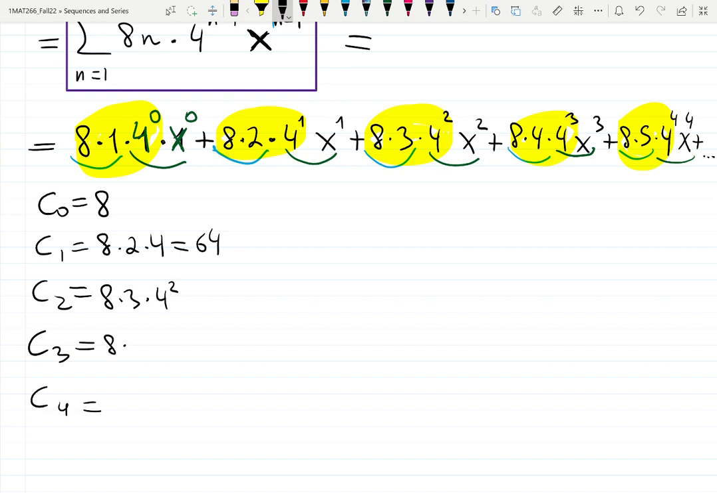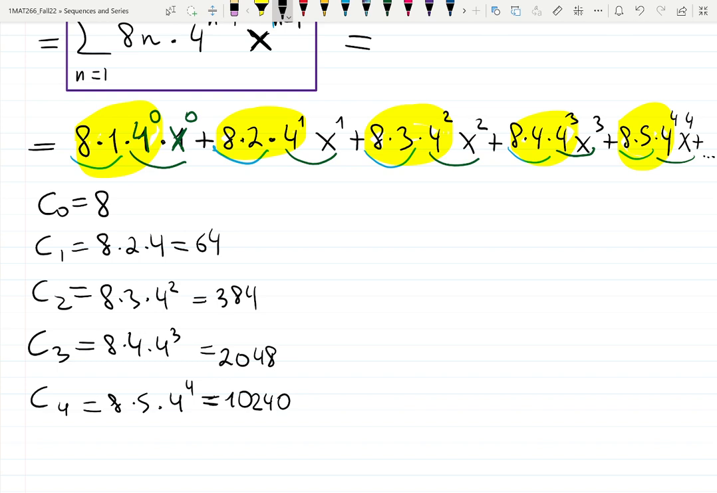8 times 4 times 4 cubed. 8 times 5 times 4 to the 4. The pattern is pretty clear. 384, 2048, 10,240.